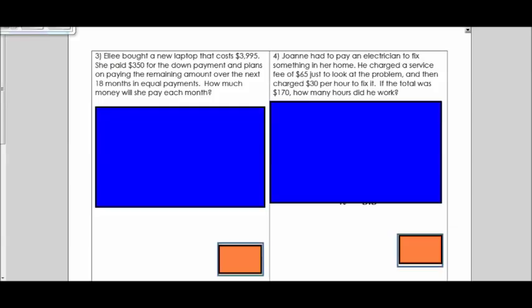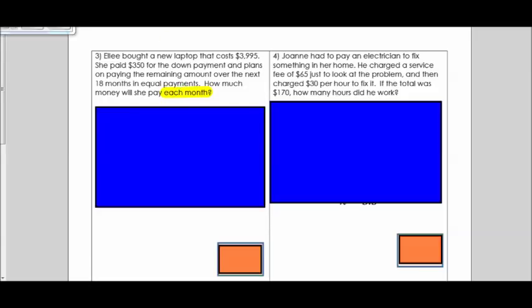Okay. Number 3. Ellie bought a new laptop that cost $3,995. She paid $350 for the down payment and plans on paying the remaining amount over the next 18 months in equal payments. How much money will she pay each month? Okay, so we are looking at this word right here, each month. So month must be our variable, right? Each was one of those words that helps you identify the variable.